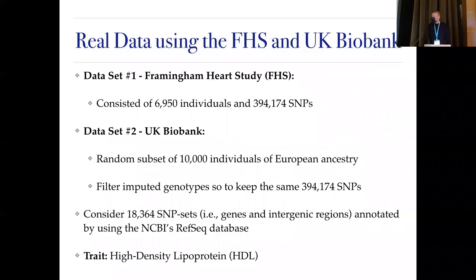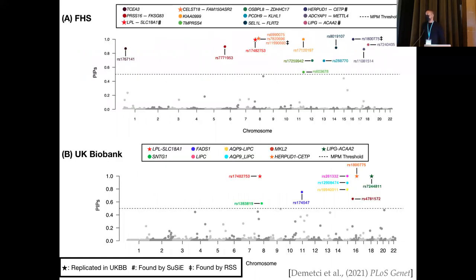In real data, you also get these nice summaries. So here I'm going to show you some results from both the Framingham Heart Study and UK Biobank on HDL. And these are the kind of summaries you can make with bands. You can get not only an idea of mapping on the SNP level, but bands will also tell you, in conjunction with that, which SNP sets are really important. So you can, again, do these really nice multi-scale summaries.